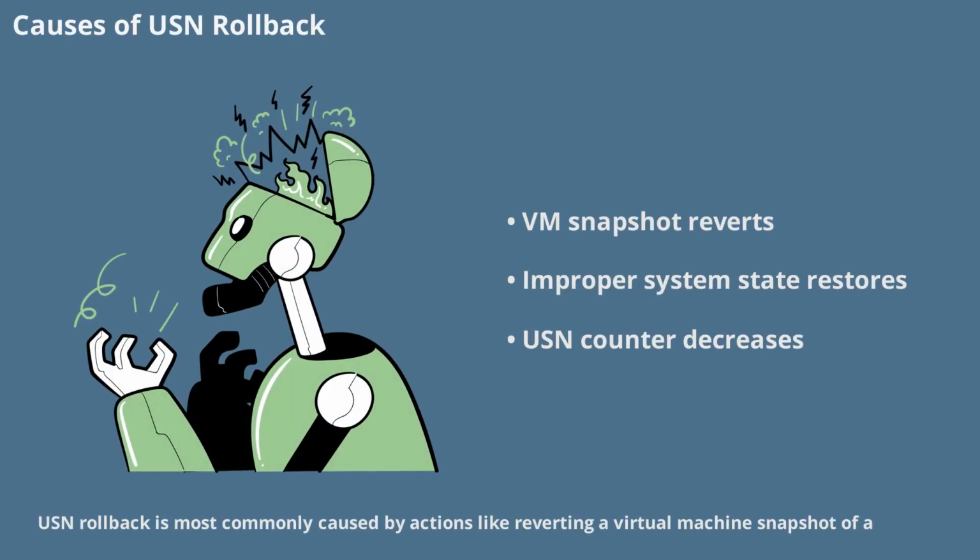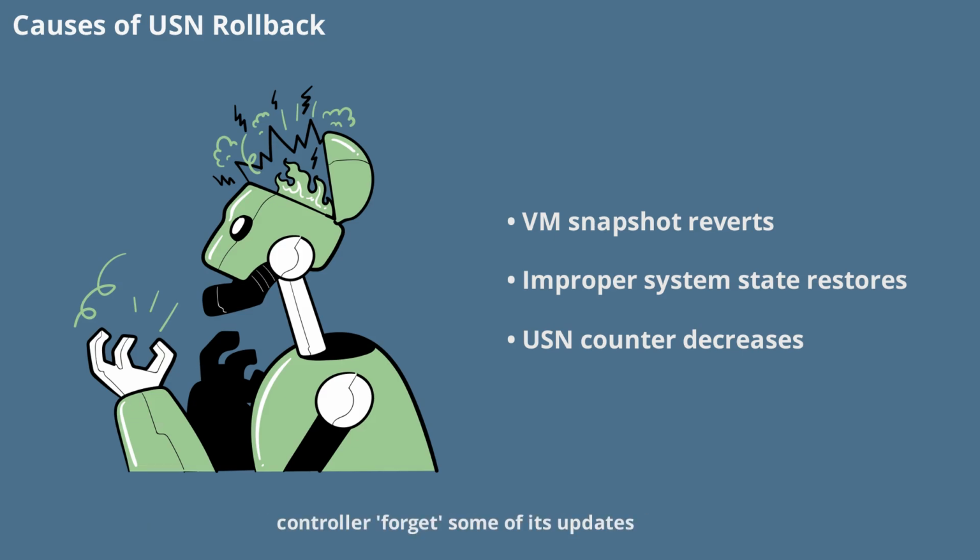USN rollback is most commonly caused by actions like reverting a virtual machine snapshot of a domain controller or rolling back a DC system state without following proper Active Directory restore procedures. These actions essentially make the domain controller forget some of its updates, causing its USN to decrease unexpectedly.